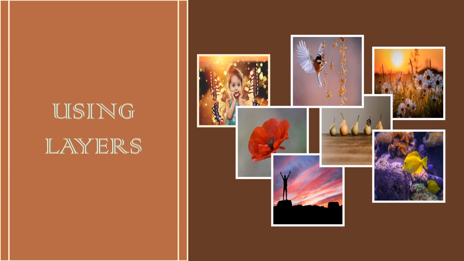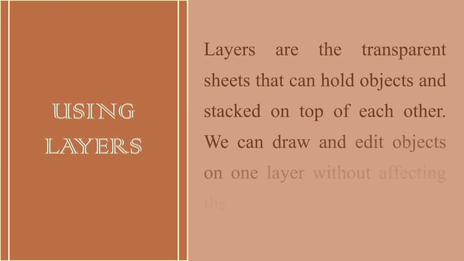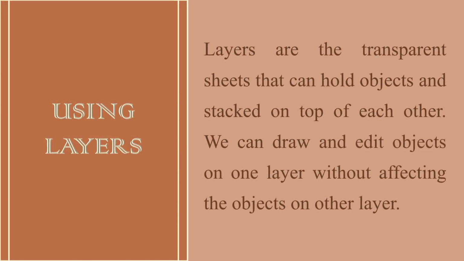So the first question arises, what is a layer? Layers are transparent sheets that can hold different objects, and these sheets are stacked on top of each other. That means each transparent sheet has a different object, and we can place them on top of each other so that we can see the final picture. We can draw and edit the objects in one layer without disturbing the objects on the other layers, especially when the objects are overlapping each other.